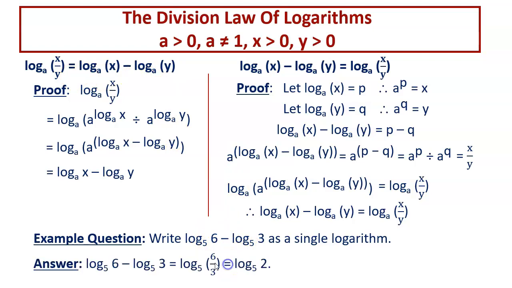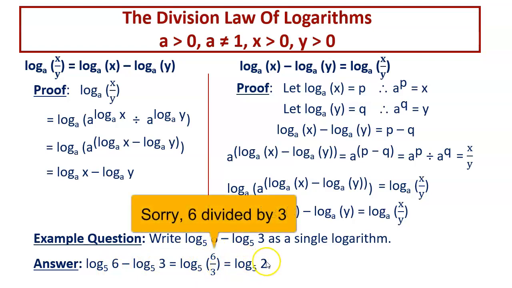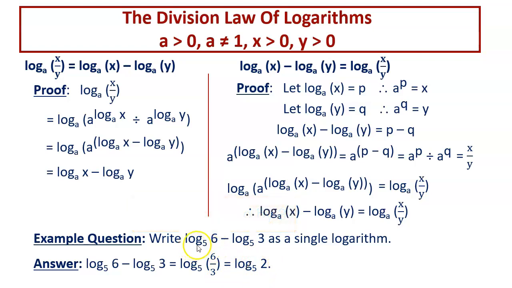And when the base is the same and the two log terms are connected by the negative sign, what do we do? It is log to the same base 5 and the arguments get divided. It is the first argument divided by the second argument. So it is 6 divided by 3 or log of 2 to the base 5. This is the answer. So log of 6 to the base 5 minus log of 3 to the base 5 is equal to log of 2 to the base 5.